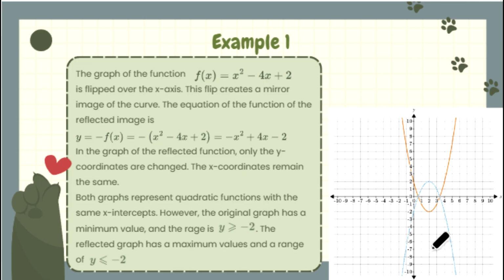The equation of the function of the reflected image is y equals negative f of x equals negative (x squared minus 4x plus 2), or negative x squared plus 4x minus 2. They just took this and distributed it out. So the positive became a negative, the negative became a positive, the positive became a negative. In the graph of the reflected function, only the y-coordinates are changed. The x-coordinates remain the same.